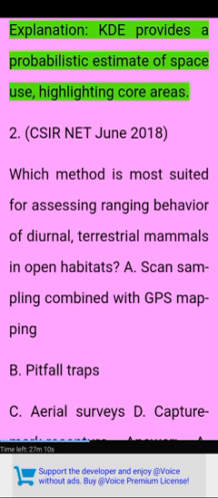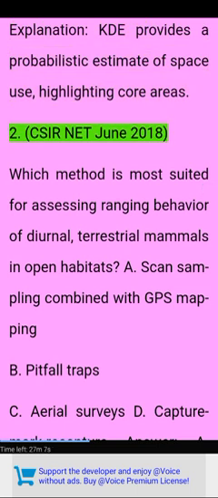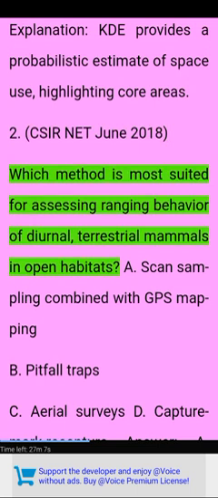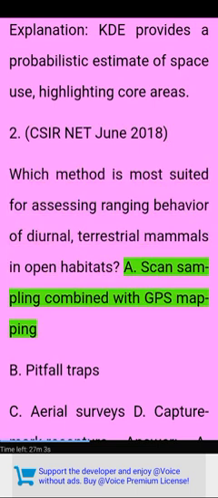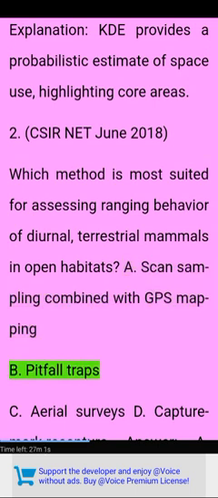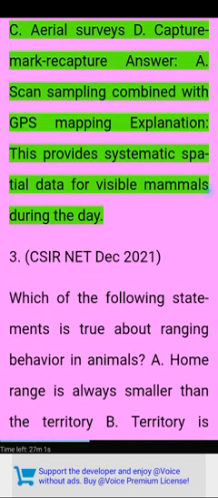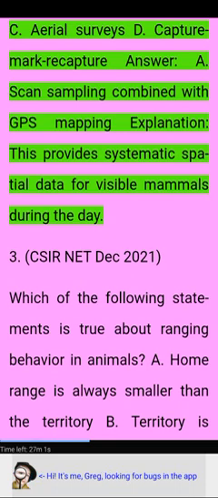Explanation: KDE provides a probabilistic estimate of space use, highlighting core areas. 2. CSIR NET June 2018. Which method is most suited for assessing ranging behavior of diurnal, terrestrial mammals in open habitats? A. Scan sampling combined with GPS mapping. B. Pitfall traps. C. Aerial surveys. D. Capture-mark-recapture. Answer: A. Scan sampling combined with GPS mapping. Explanation: This provides systematic spatial data for visible mammals during the day.